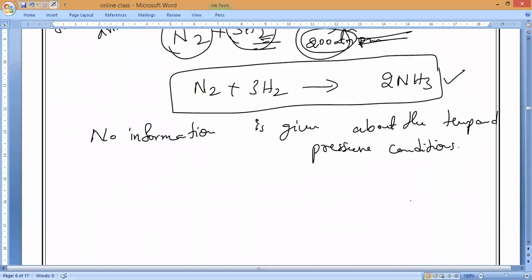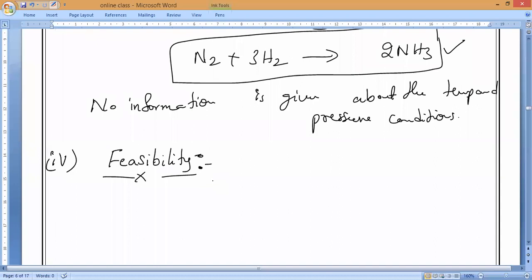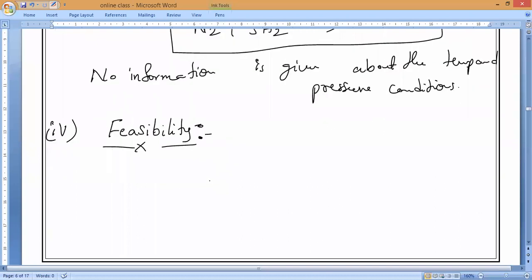Next, the last point, the fourth point. I will explain with an example. Seventh class, how many of you studied seventh class? Did anybody come directly to ninth class? Have you studied seventh class? Please respond. Yes, sir. Now, you can see.